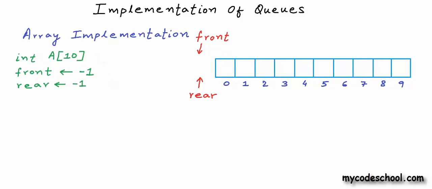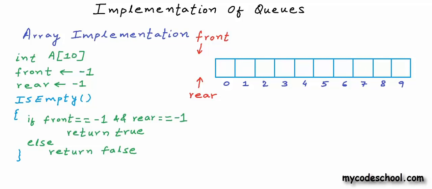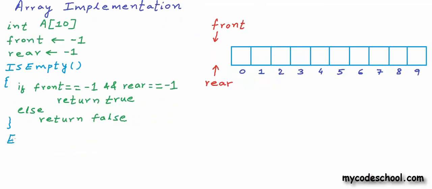To check whether queue is empty or not, we can simply check the value of front and rear, and if they're both -1, we can say that queue is empty. I just wrote isEmpty function here. -1 is not a valid index. For an empty queue, there will be no front and rear. In our implementation, we are saying that we will represent empty state of queue by setting both front and rear as -1. Now let's write the enqueue function.